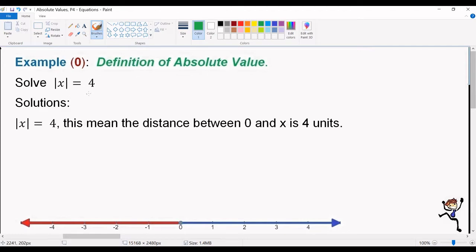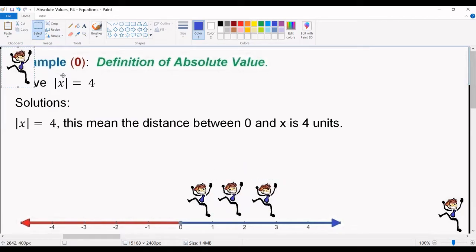Example 0 here, we're going over the definition of absolute values. We're given the absolute value of x is equal to 4. So we're reminded that the definition of absolute value is the distance between 0 and a given point. In this case, we're asking what is the distance from 0 to 4? So there are two situations for this. If we start off at 0, then we move 4 units to the right. This would get us to positive 4.